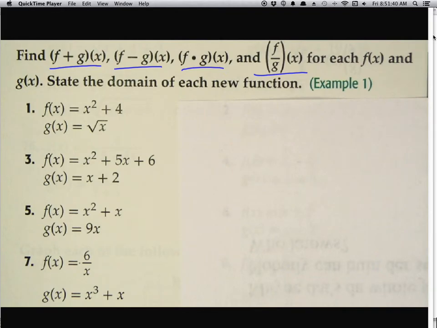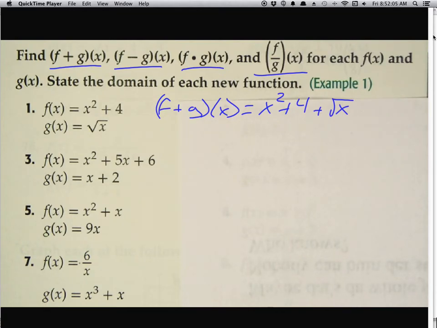X squared plus 4 plus x squared. There you go. As Kaylee said, if I want f plus g of x, all I need is x squared plus 4 plus the square root of x, and that's what I'm looking for. Oh, of x, sorry, my brain's going. So that's the first one.